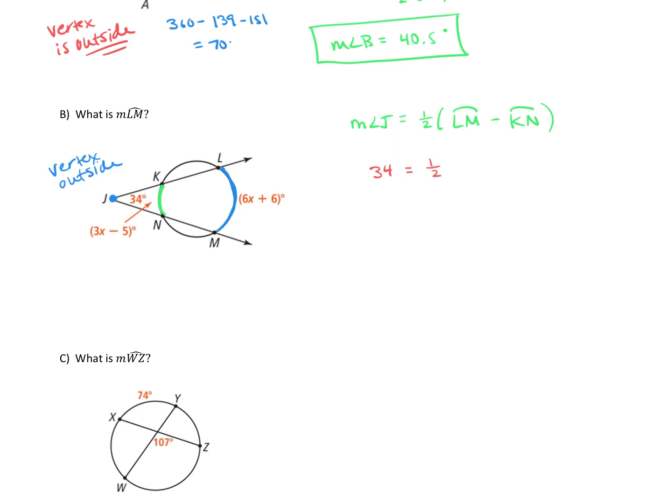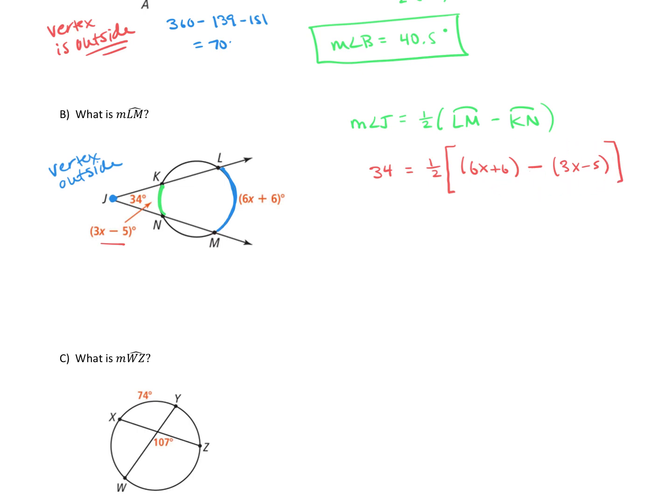Now arc LM is 6x plus 6. So I'm actually going to change that parenthesis I just drew to a bracket, because now I'm going to have arc LM is 6x plus 6 minus arc KN is that 3x minus 5. The reason why I switched to a bracket is just because I knew I would have parentheses on the inside. So we're going to go ahead and clean up in here.